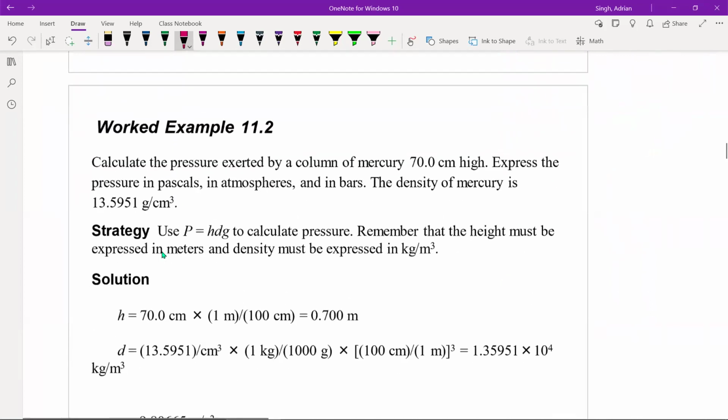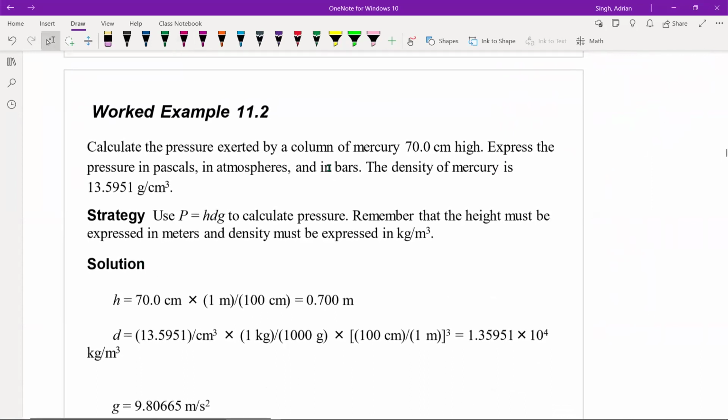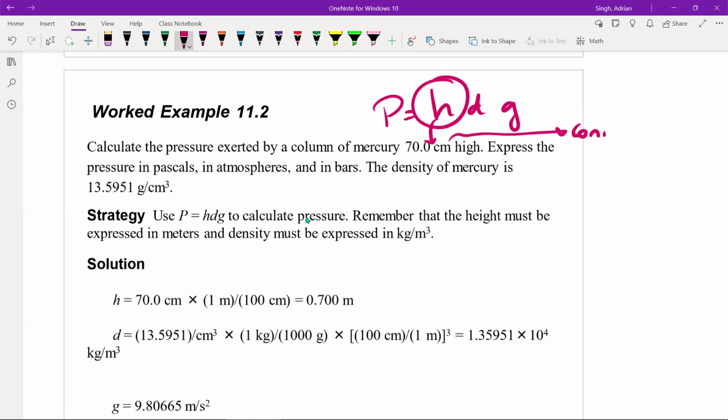All right, so we can calculate the pressure, for example, exerted by a column of mercury 70 centimeters high. It says express the pressure in pascals, atmospheres, and in bars, and gives you the density of the mercury. So we can use the P equals hdg relationship. We're given the height here in centimeters. We want to convert this to meters first. Okay, then we have our D, the density.